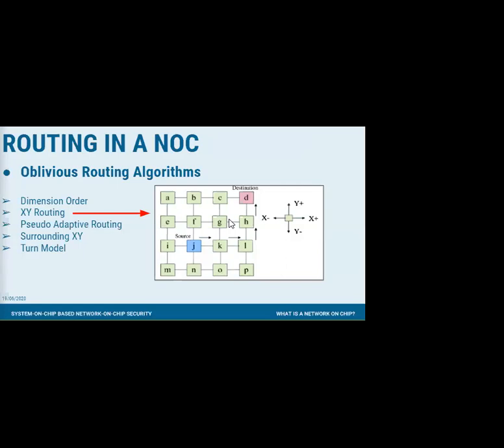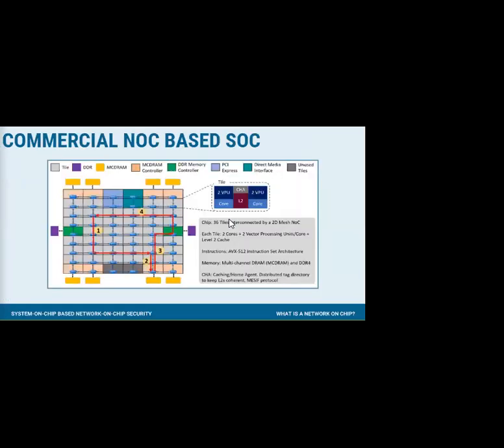If you are familiar with Manhattan distance and the other algorithms used in communication, this is an interesting problem for you to explore as well. As I described earlier, this is the Intel Knights Landing architecture that is used as a commercial network on chip based system on chip. This gives you the complete idea about how this is being deployed.